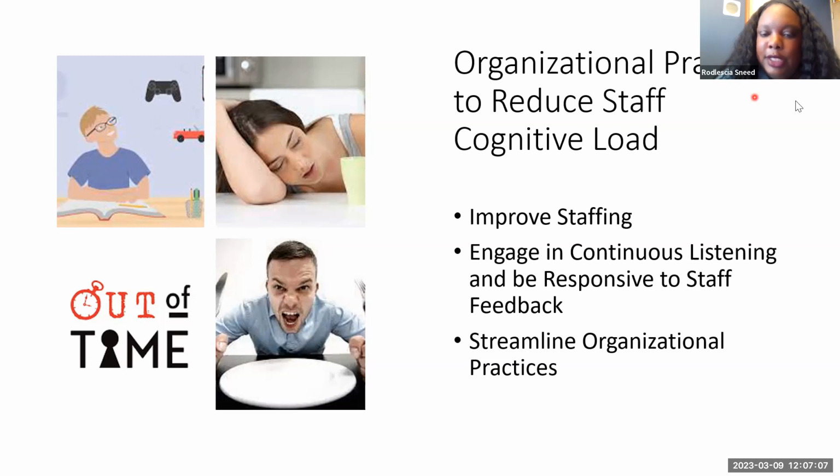Another thing that organizations can do is really streamline organizational practices. So if people have too many things to focus on that don't make a lot of sense, that tends to result in increased cognitive load as well. So as much as possible, if organizations can really streamline the things that they require their staff to do, that can have implications for cognitive load as well.